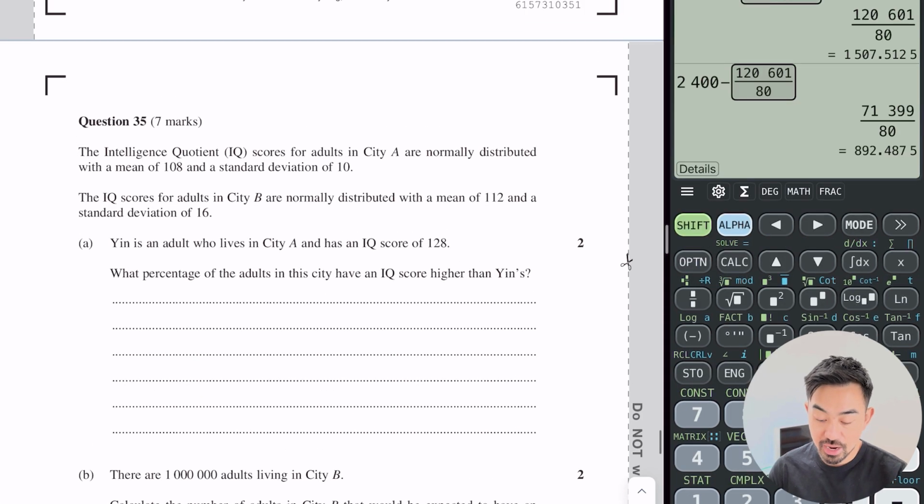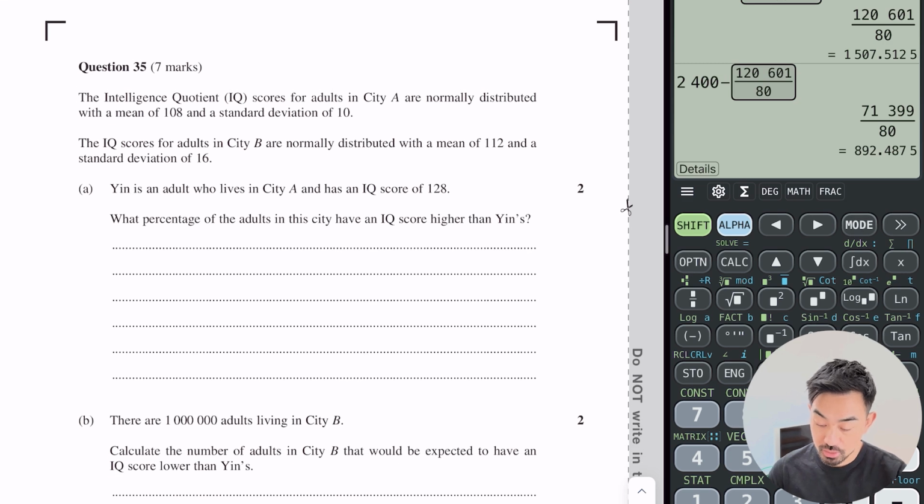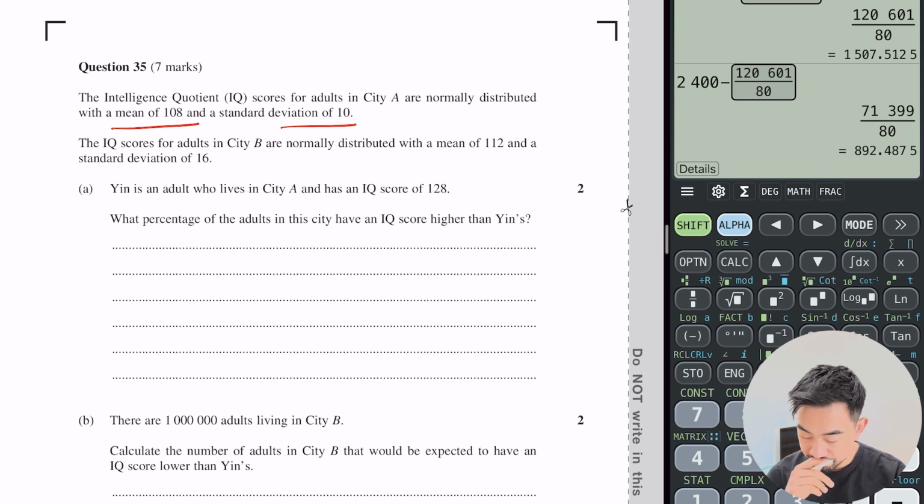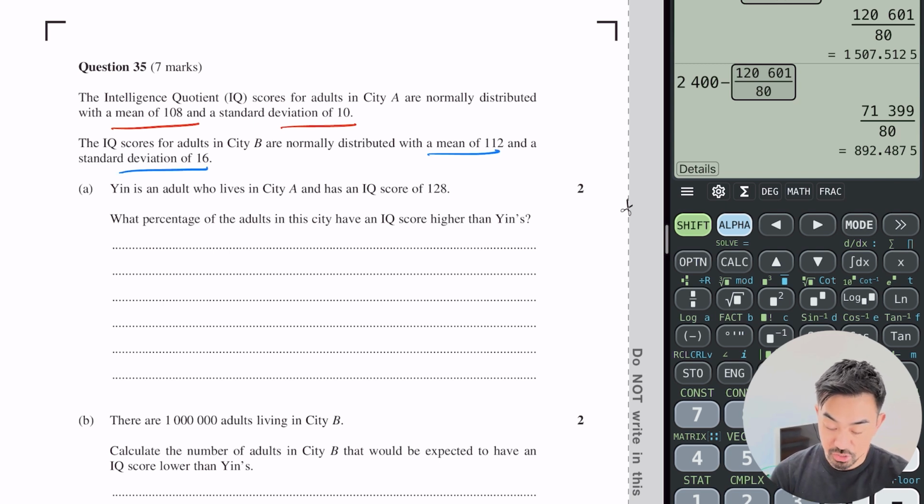All right, question 35. The intelligence quotient scores for adults in City A are normally distributed with a mean of 108 and a standard deviation of 10. City B has a mean of 112 and a standard deviation of 16. Yin is an adult who lives in City A and has an IQ score of 128. What percentage of adults in this city have an IQ score higher than Yin's?